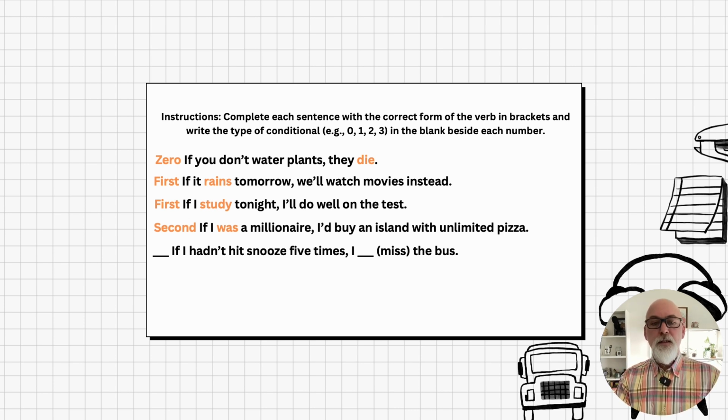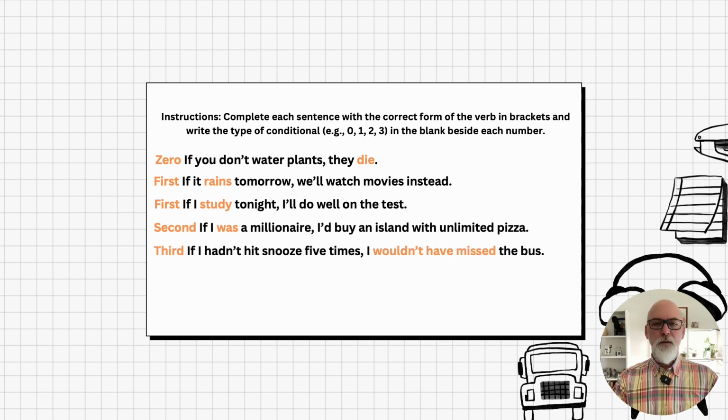If I hadn't hit snooze 5 times, this is the more complicated one. This is the third conditional. What was it? I would not have missed the bus. If I hadn't hit snooze 5 times, but I did hit snooze 5 times, so I did miss the bus. Not good.